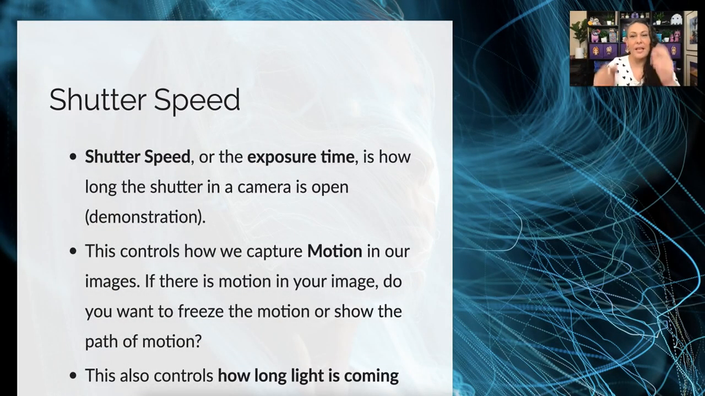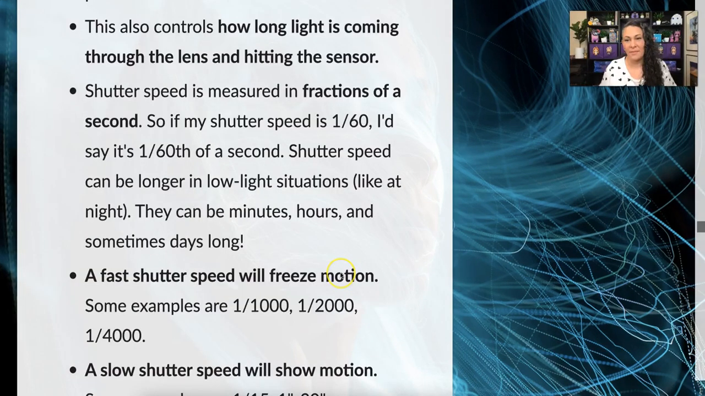Okay, so this is controlling how we capture motion. If there's motion in your image, you want to ask yourself, do you want to freeze the motion, or do you want to show the motion or show the path of motion? Shutter speed is also controlling how long the light coming through the lens is hitting the sensor or film. Shutter speed is measured in fractions of a second.